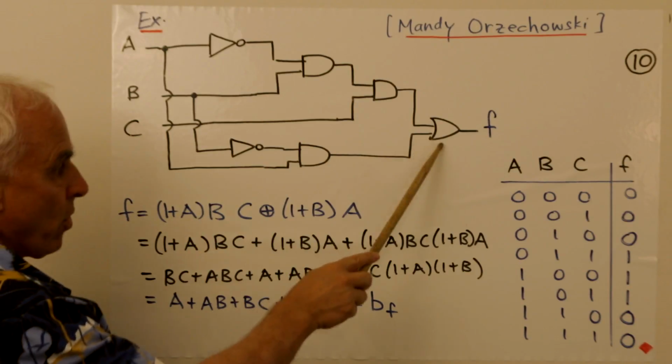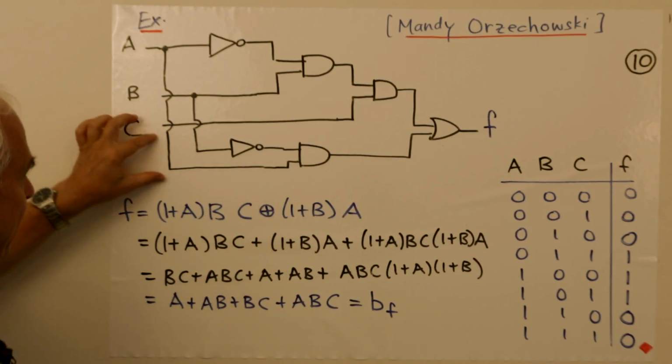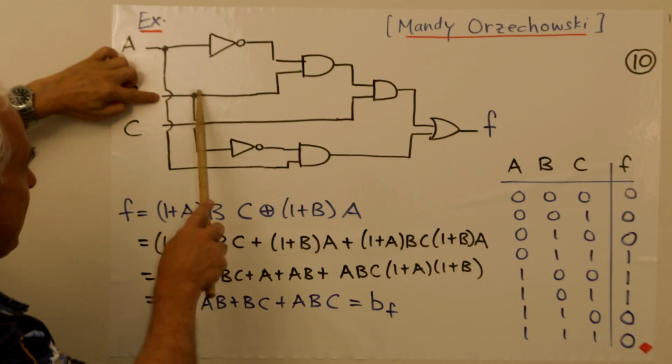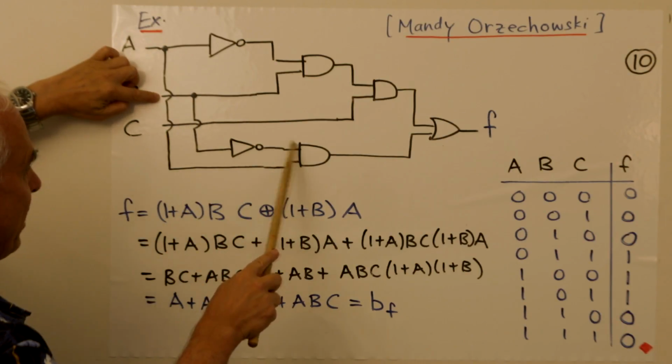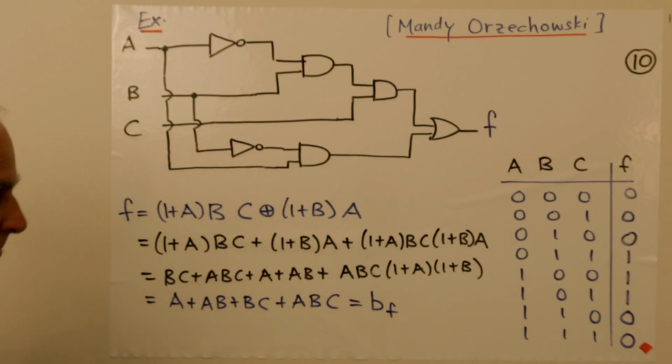And then we have an OR gate. So our OR is represented by the circle sum. And what's happening here is we're having B inverted. So there's 1 plus B coming in there. And this is also A here. So 1 plus B times A.